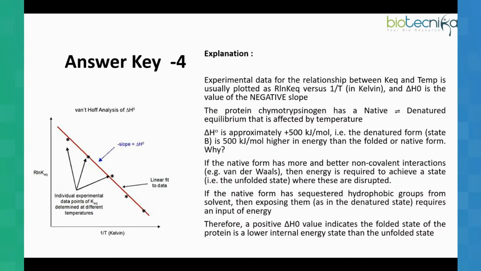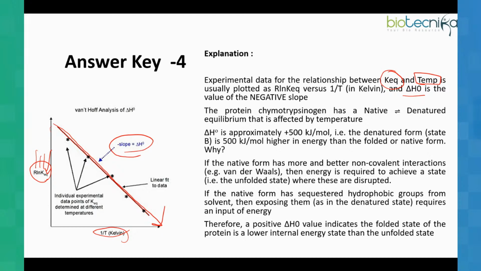To understand this, we have to see something about Van't Hoff's analysis. In Van't Hoff's plot, we will take R ln KEQ against 1 by T. Actually, the fourth is the right answer. When we take KEQ and temperature, you will get the slope as the delta H. It will be a negative slope; you can see the reverse line is there.